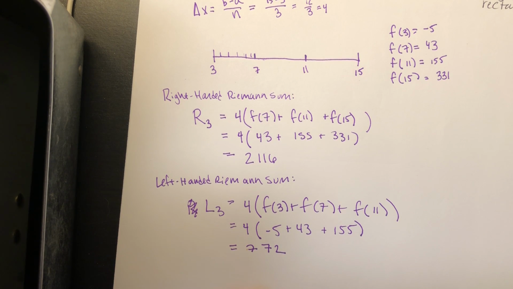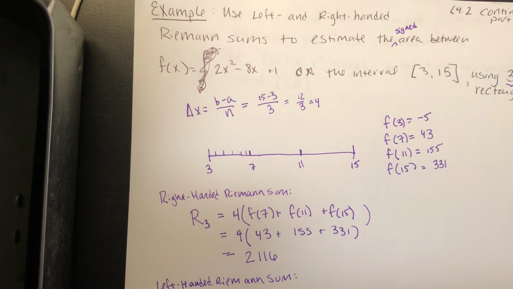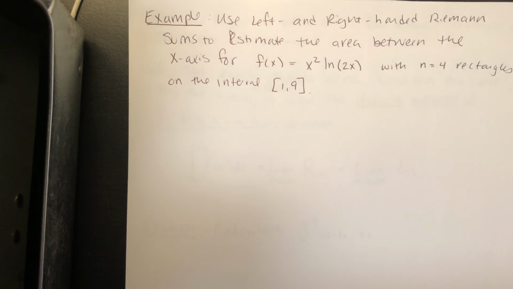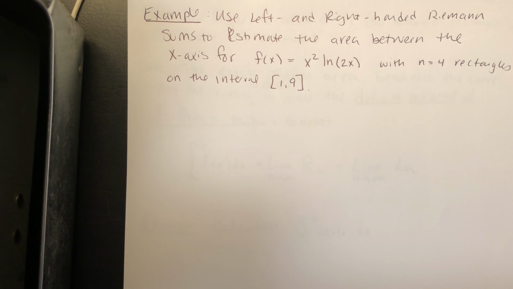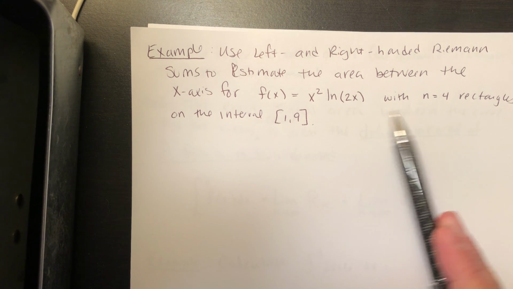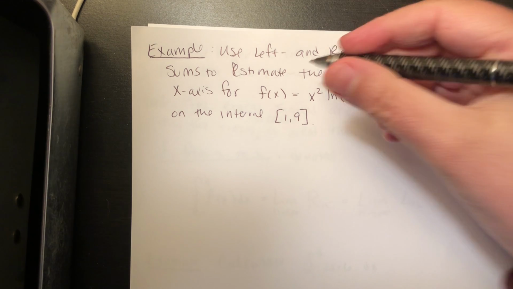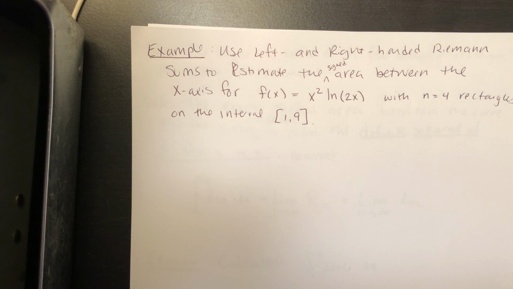All right, now we'll do another example, and again, we're using a relatively small number of rectangles, so this next example probably also isn't going to give you great estimates, but we can still use it as an example of how to do these computations. So this time we're going to find the area between the x-axis and the curve f of x equals x squared times ln of 2x, using 4 rectangles this time over the interval from 1 to 9. And again, we really want signed area, so any area below the x-axis would be considered a negative area.